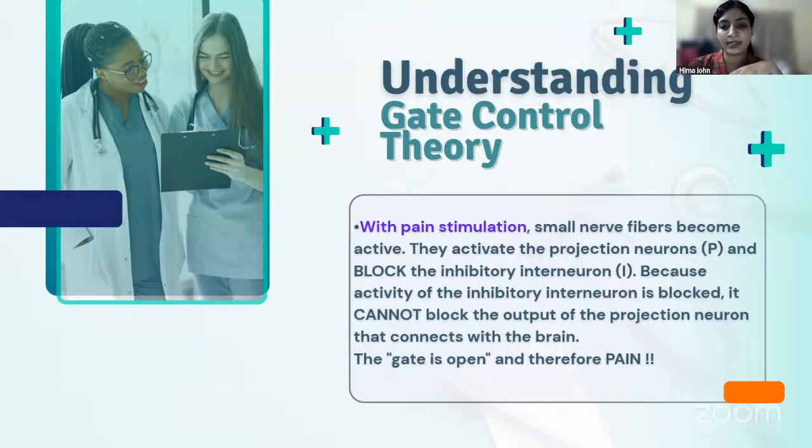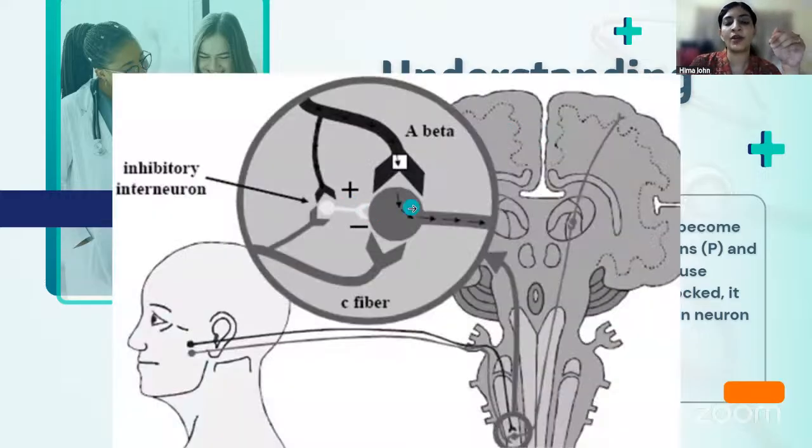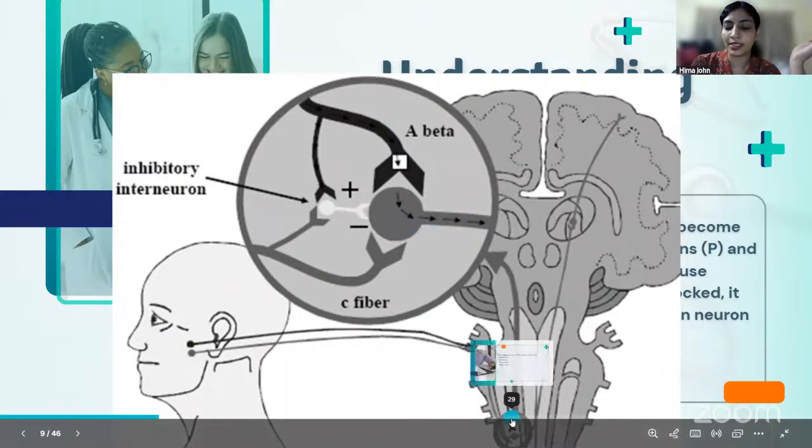the pain signal is not being conveyed to the brain. Next, when there is a pain stimulation, like someone is pricking you or you get some kind of a poke, your small nerve fibers become active. Now, when the small nerve fibers become active, they activate the projection neurons and block your inhibitory interneuron. So because of this, when your projection neuron is activated, the pain pathway continues. Okay, the gate is open. So the pain signal goes to your pons area, and from there it reaches your brain.